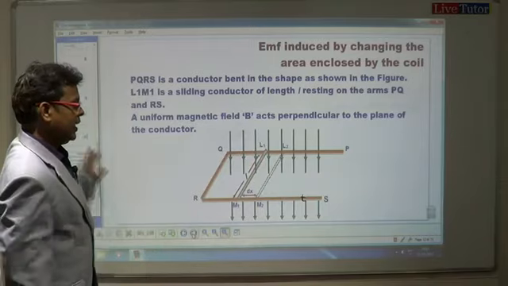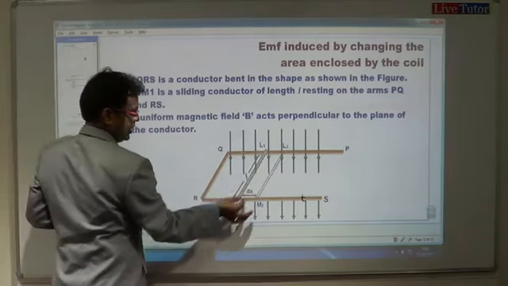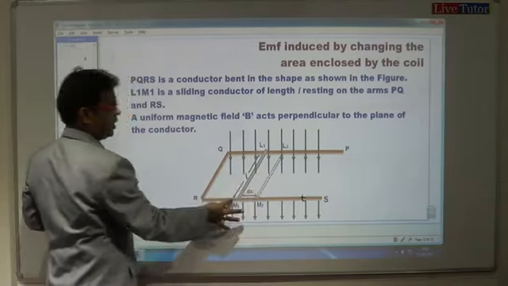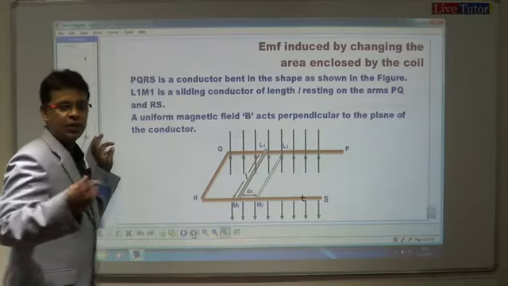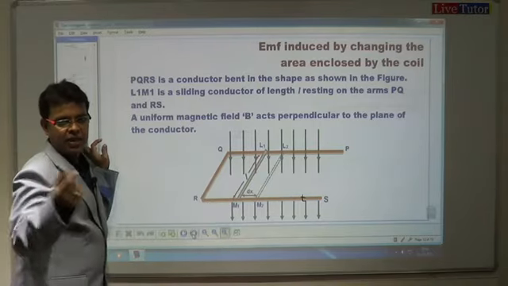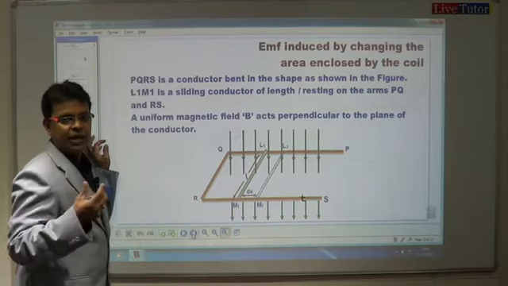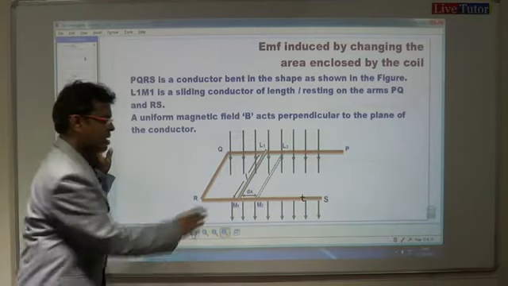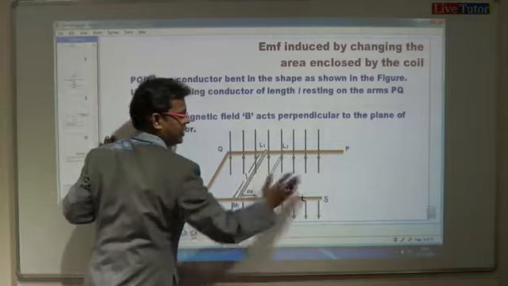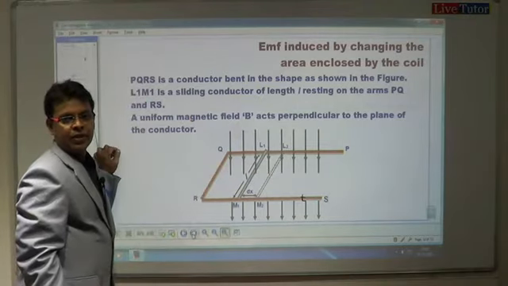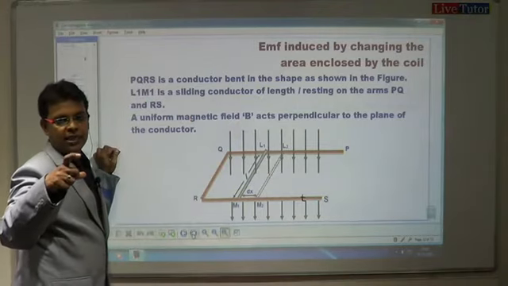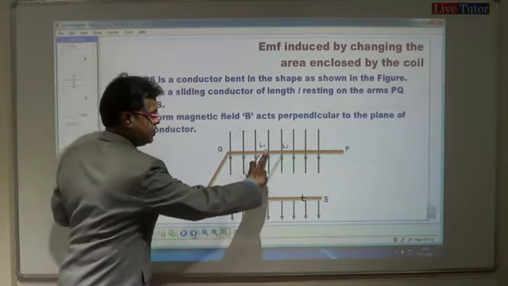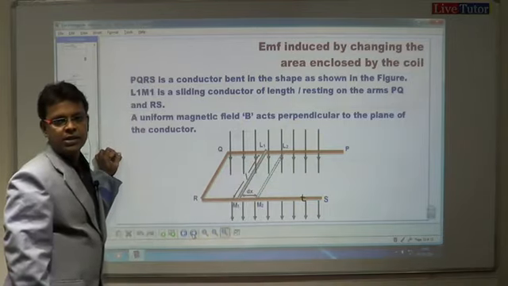Right? Now the L1M1 அப்படினு ஒன்னு இருக்கு பாருங்க. இந்த L1M1 தான் ஒரு rod. It is like a conductor. ரூலர் இருக்கு இல்லையா நம்ம கையில, பென்சில் மாதிரி நீட்டா, a sliding conductor அப்படினு சொல்லுவாங்க. இது மேல அப்படியே உருட்டி விடலாம். அந்த மாதிரி ஒரு sliding conductor. Okay? Which is having a length L, which is resting on the arms PQ and RS.